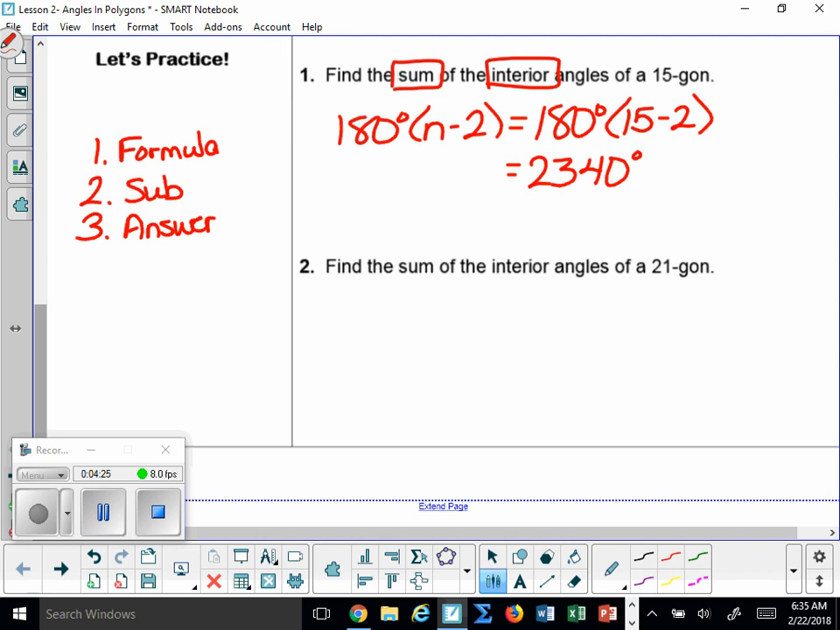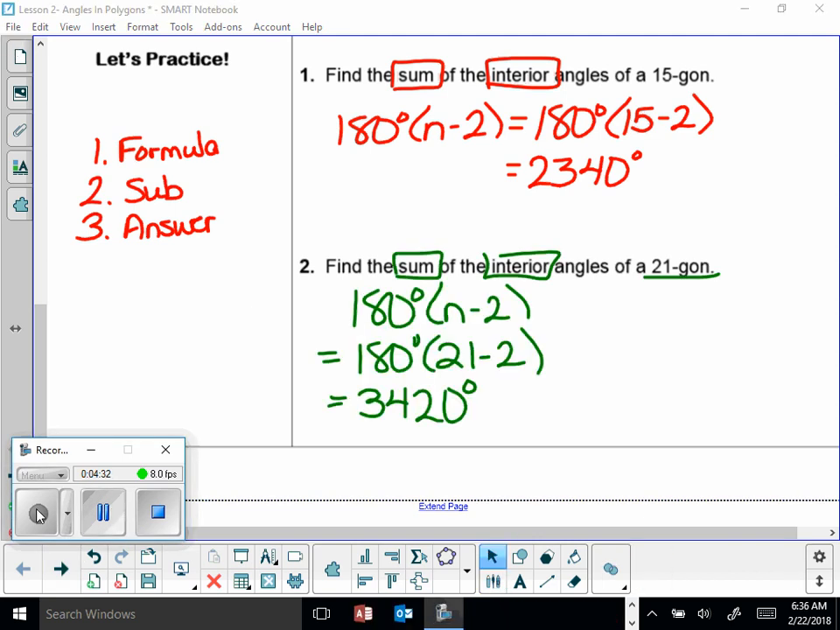All right, try number 2 on your own real quick. All right, check your work. How did you do?